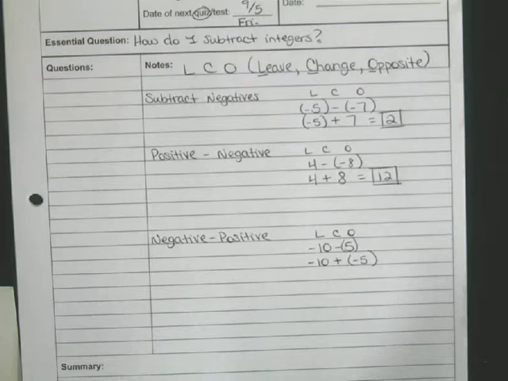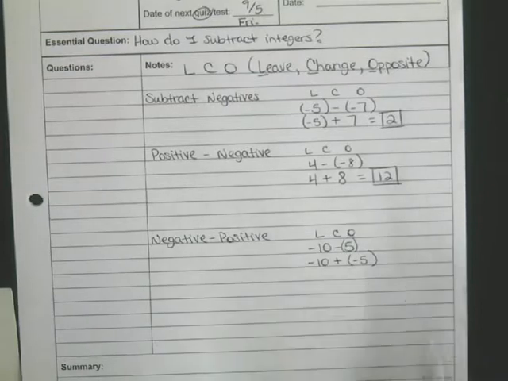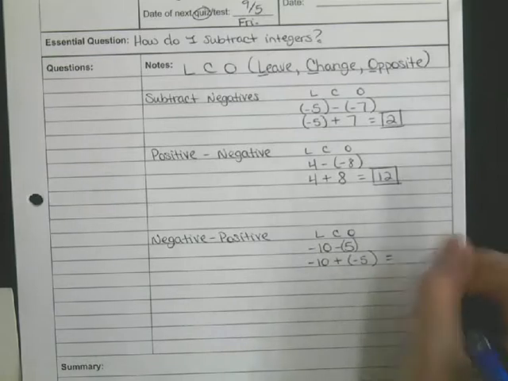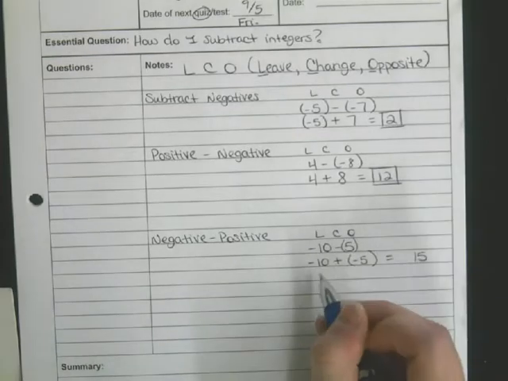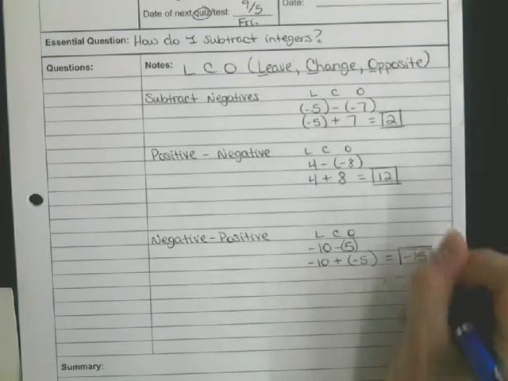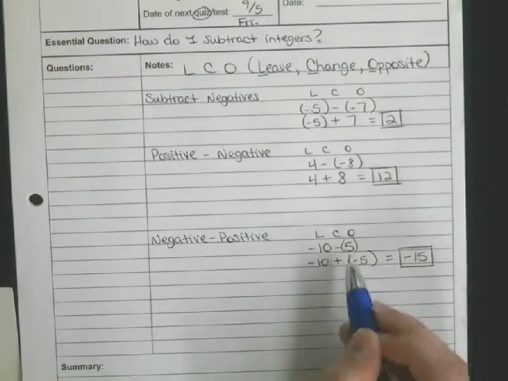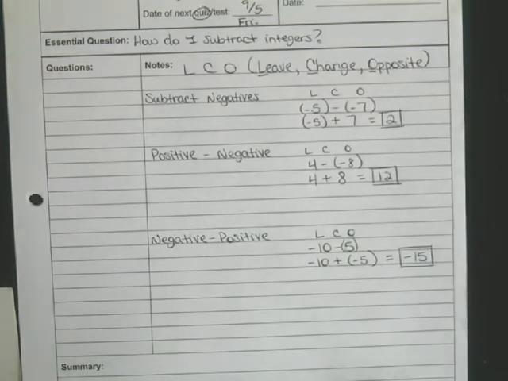Now, as we learned on Tuesday, whenever we take a negative plus a negative, we simply add. So 10 plus 5 is 15. And since it's a negative plus a negative, I know my answer will be negative. So it's simply -15. So -10 minus 5 is -15.